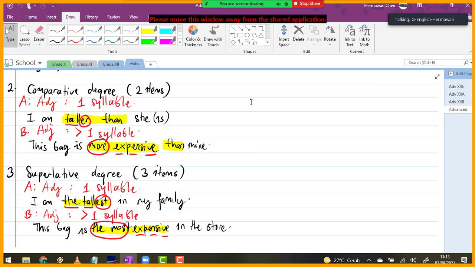I am taller than she. Tall is 1 syllable, that's why we use ER. And then we use than to compare.